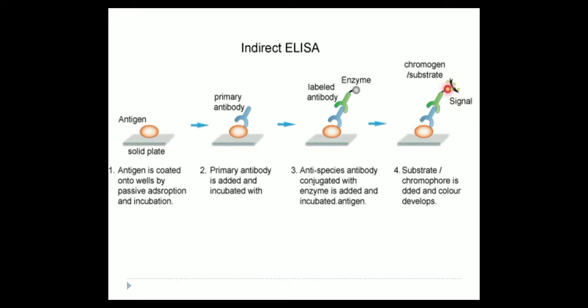Let's see the procedure in a bit more clear way now. At first, antigen is coated on the wells by passive adsorption and incubation. Second, primary antibody is added and incubated. Now anti-species antibody conjugated with enzyme is added and incubated, that is, secondary antibody is added, and at last substrate and chromophore is added, and color develops, and the color is compared and studied later. This is the overall concept of indirect ELISA.